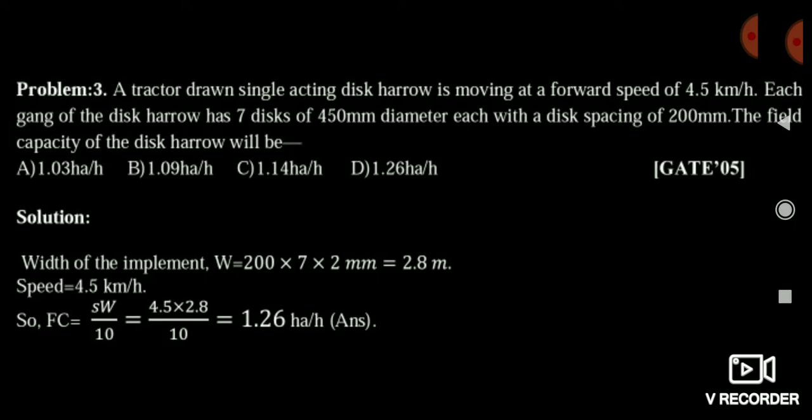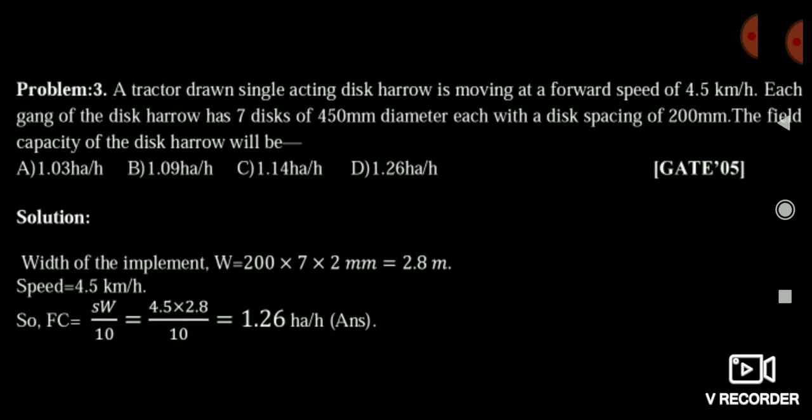Here the speed is given, that is 4.5 km per hour, and it has given the 7 discs of 450 mm and 200 mm spacing. The field capacity it is asking. What is the field capacity?